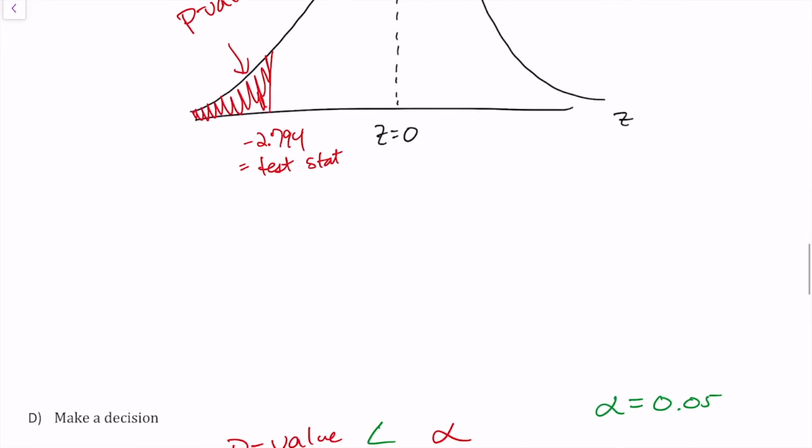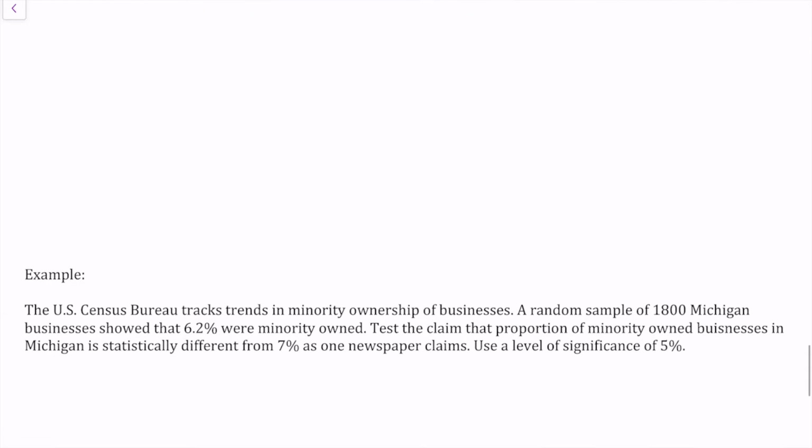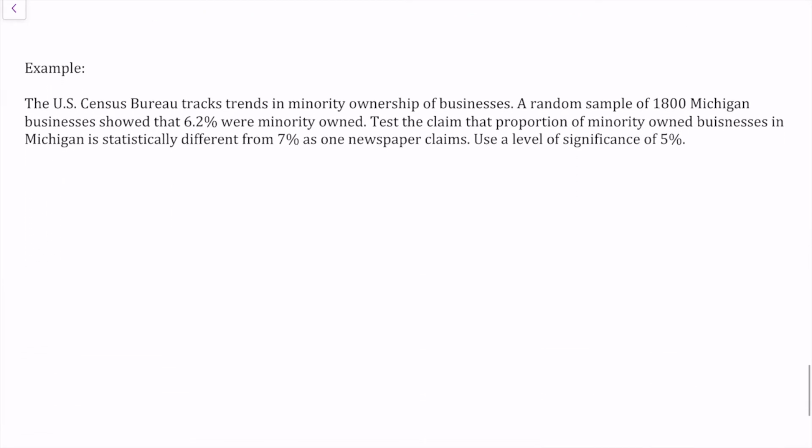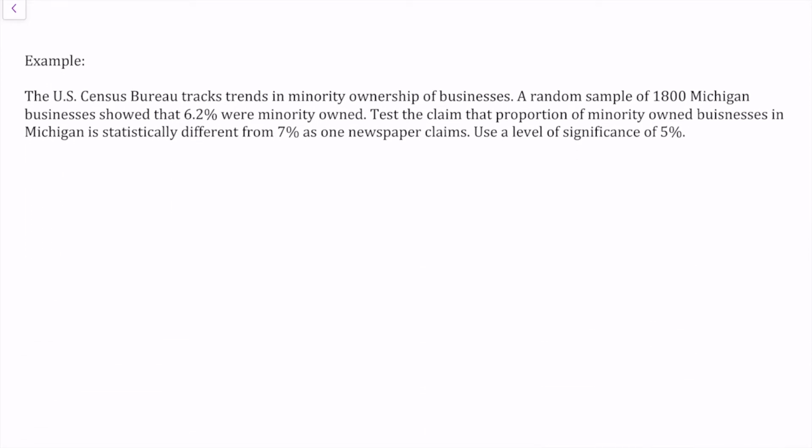Okay. If you allow me, let me do one last example. We're going to do this all using technology to speed this up. So the U.S. Census Bureau tracks trends in minority ownership of businesses. A random sample of 1,800 Michigan businesses showed that 6.2% were minority owned. Test the claim that the proportion of minority owned businesses in Michigan is statistically different from 7%, as one newspaper claims. We're going to use that alpha, that level of significance of 5% again.